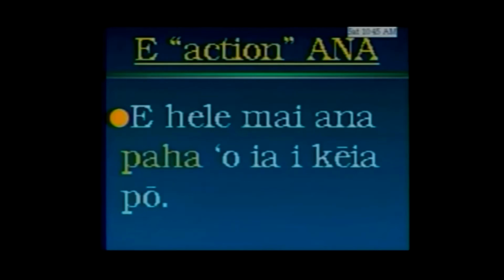E hele mai ana paha oia i ke ahiahi po. Okay, see this paha? It pops up again. And you see where it pops up? Outside of e action ana. Okay, not in here, not over here, not any kind place. You know, just stick it all over. Okay, it goes right here. E hele mai ana paha oia i ke ahiahi po. Okay, paha. Maybe he'll come tonight. And this is when Kalama is talking about his friend Kainalu who didn't graduate. Okay, who's not going to graduate. And says, well, he hopes he'll come. Manao no wau. Okay? All right.